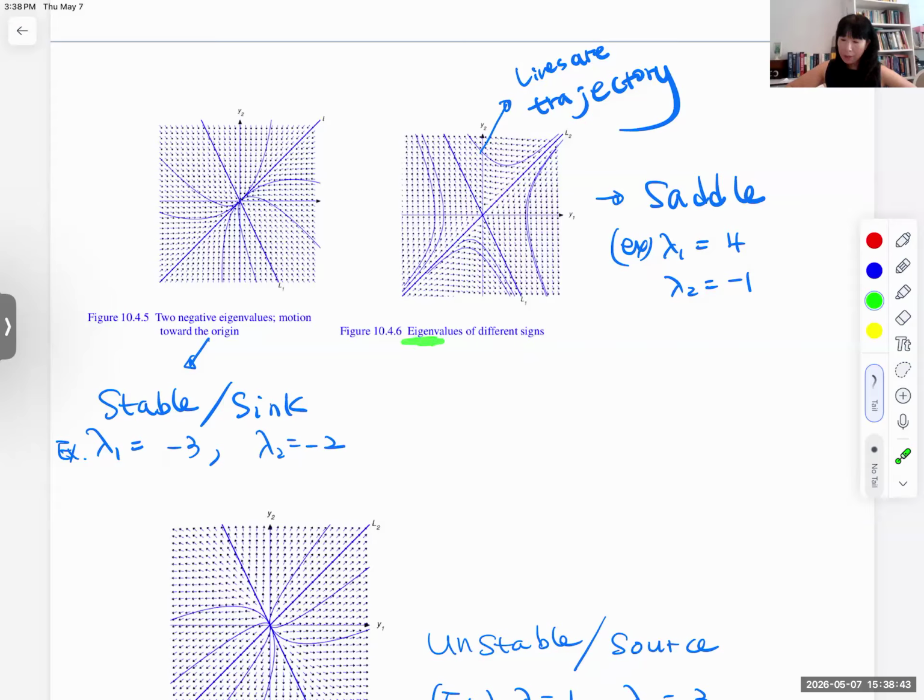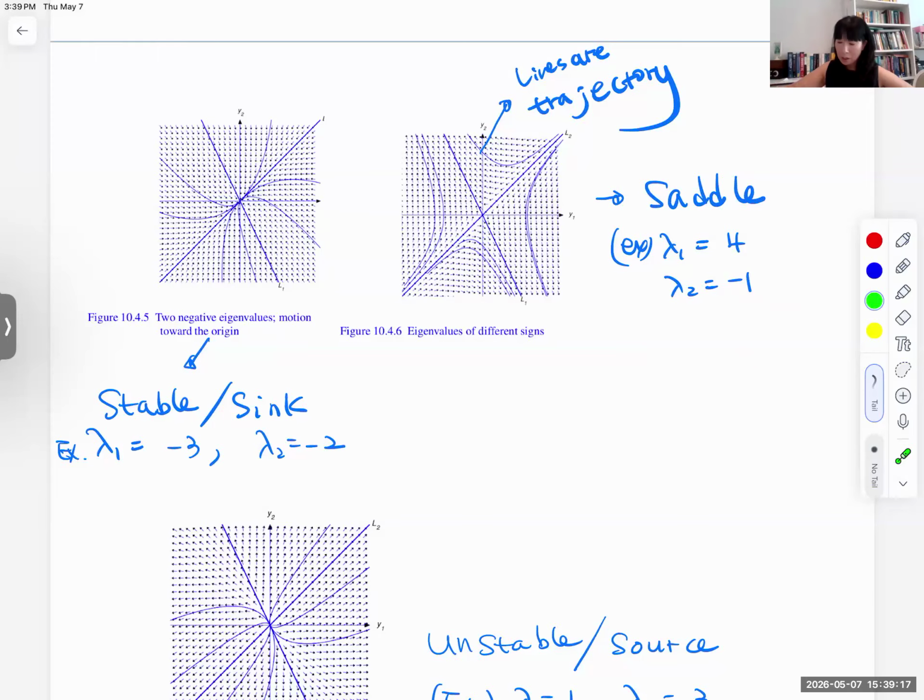Now, what if we have eigenvalues of different signs? One is positive, one is negative, right? We call it a saddle. And then the shape has lines as trajectories, looks like this. Trajectory, trajectory, trajectory, trajectory. So for example, one lambda is positive 4, the other lambda is -1, different signs of eigenvalues.